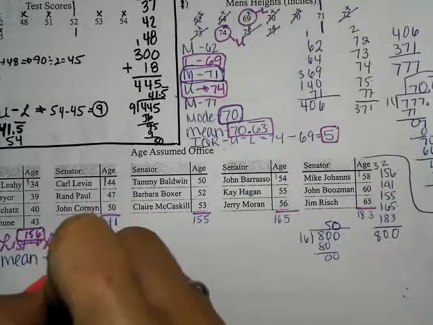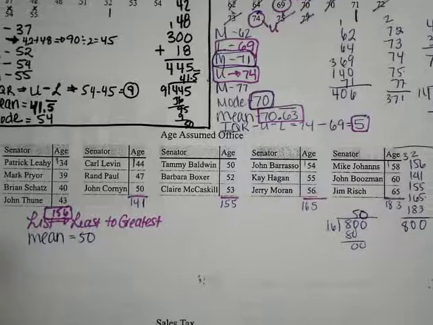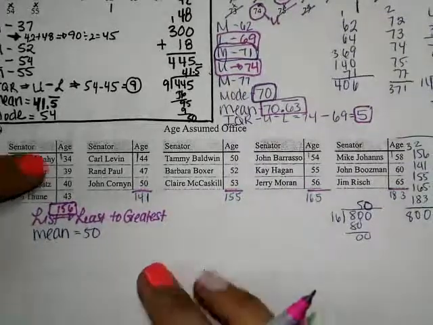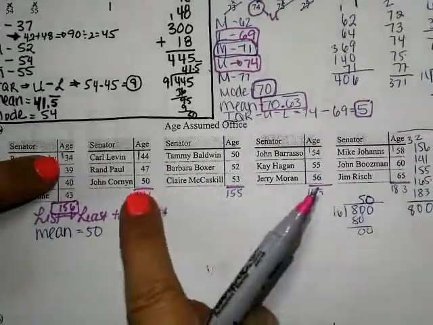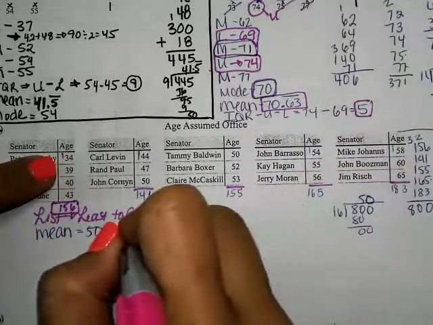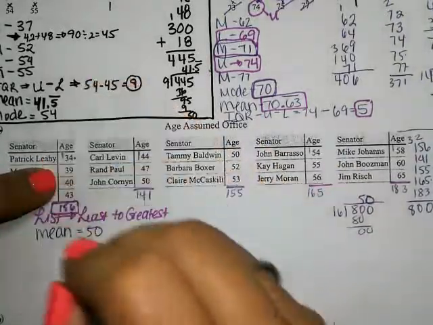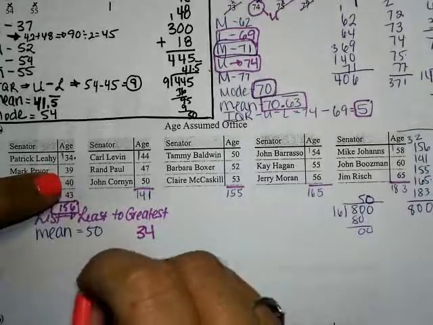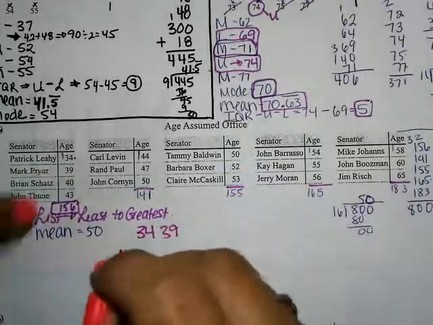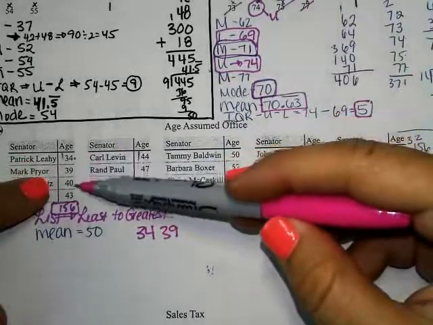equals 50. Now I'm going to list these numbers from least to greatest. All right, 34 so far is my smallest. 34, 34, 34. Yes, okay, so 34, got it. 39. Does that look like it's already in order for you? Going in order.